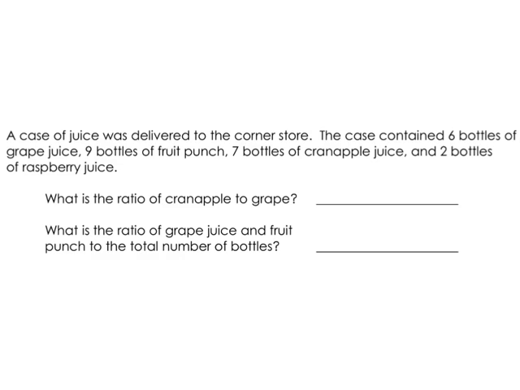And in this case, I have a case of juice that was delivered to the corner store. The case contained 6 bottles of grape juice, 9 bottles of fruit punch, 7 bottles of cranberry juice, and 2 bottles of raspberry juice. So my first question says, what is the ratio of cranapple to grape? So cranapple, here's my cranapple, and I have 7 of them, compared to my grape, 6 bottles of grape. So I have 7 to 6.